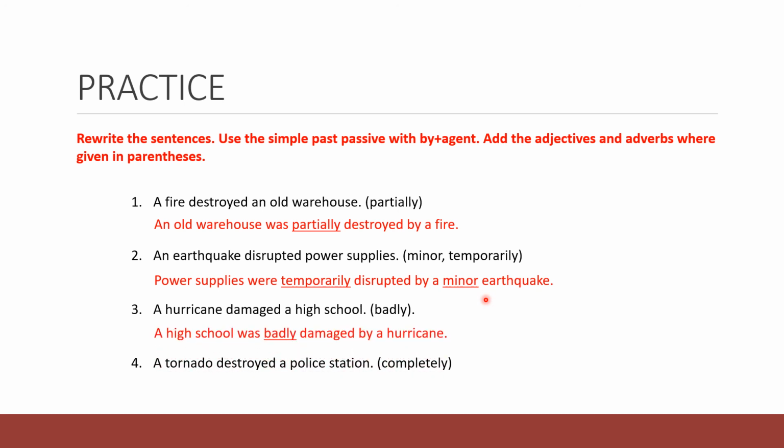Number 3, a hurricane damaged a high school. A high school was badly damaged by a hurricane. We're using the adverb badly. And the last one, a tornado destroyed a police station. So we have to use completely. A police station was completely destroyed by a tornado. So notice here we're using completely.